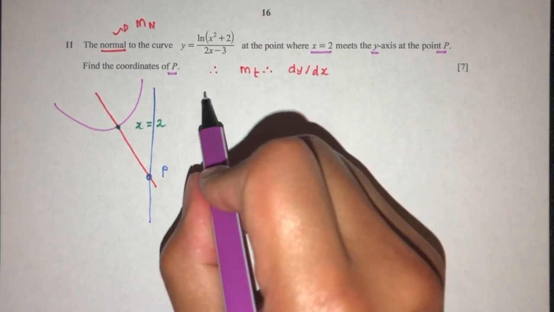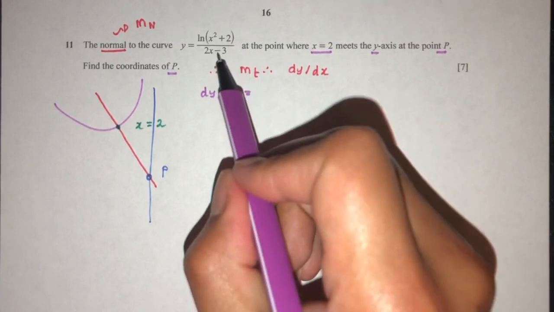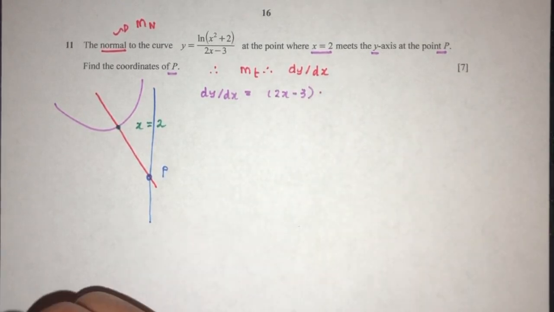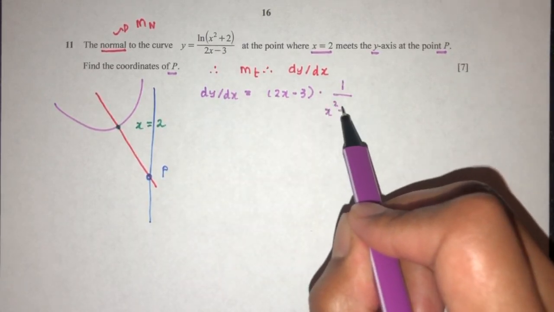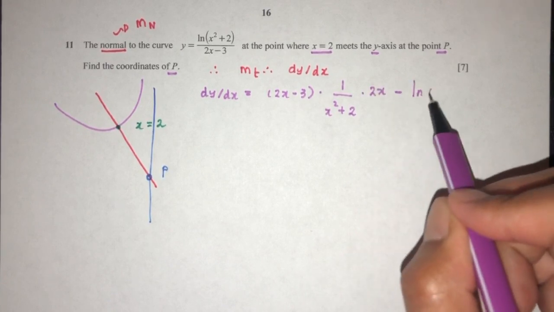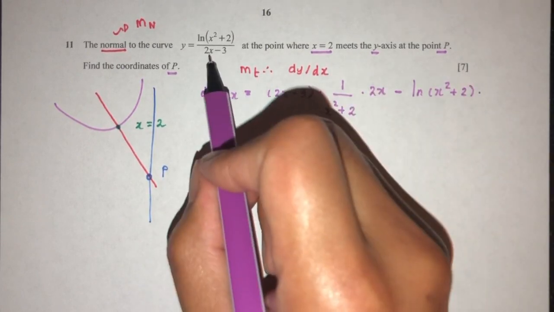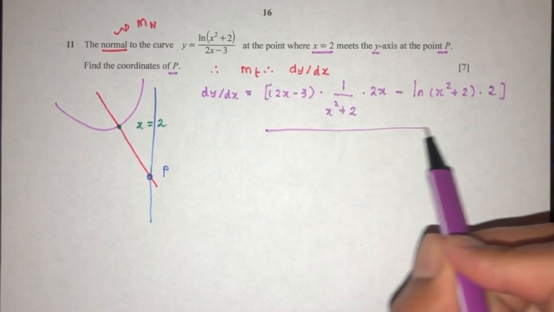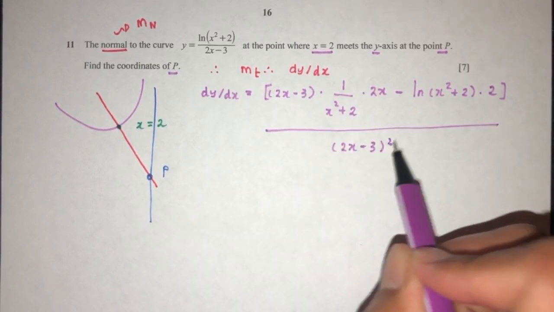So dy by dx will be, first thing first, we can write this one. That will be 2x minus 3. Then d by dx of this one will be 1 over x squared plus 2, then multiplied by 2x, minus the top as it is, and multiplied by d by dx of this one, that should be 2. Everything divided by the base square. That will be (2x minus 3) squared.